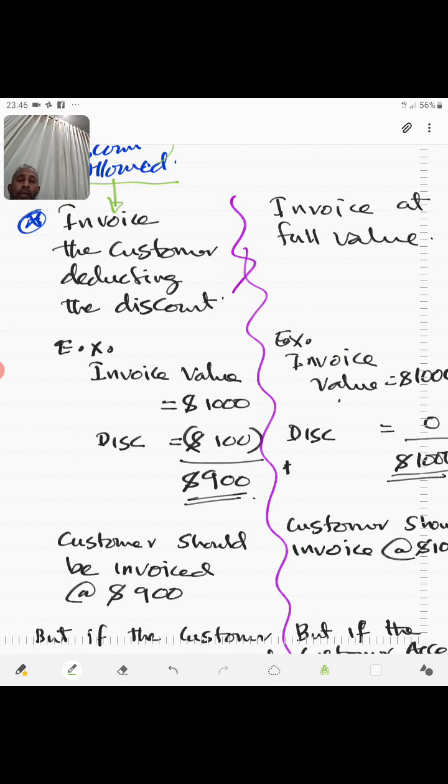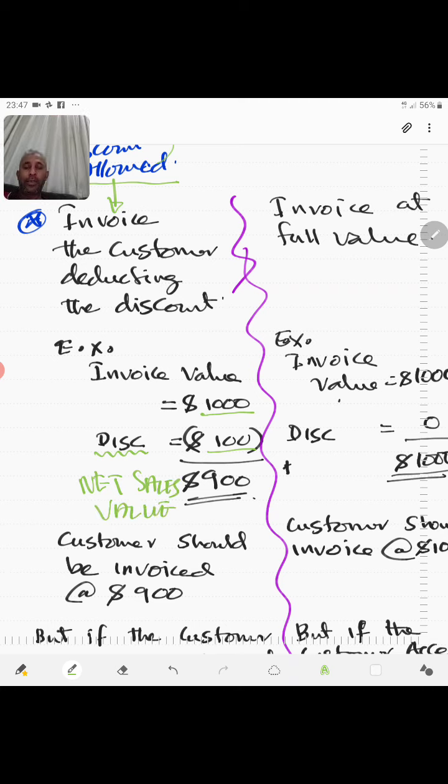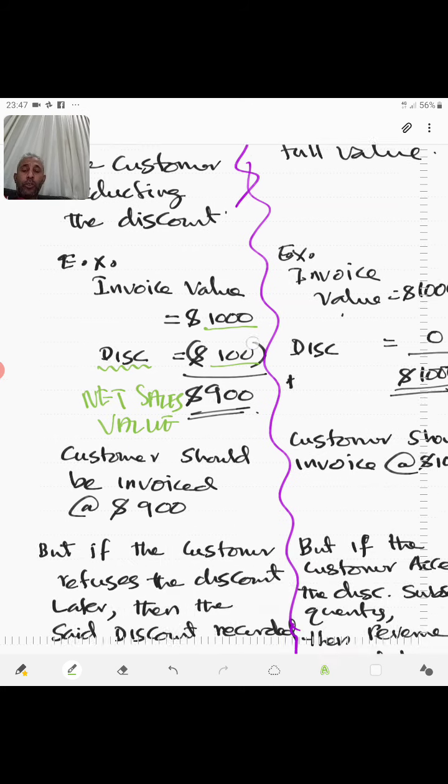To take a small illustration, if the invoice value is $1,000 and the proposed discount amount is $100, the net sales value is $900. So IFRS 15 is telling us that if the customer is willing to take up such a discount, you reduce the discount at the time of invoicing and invoice the customer at $900.